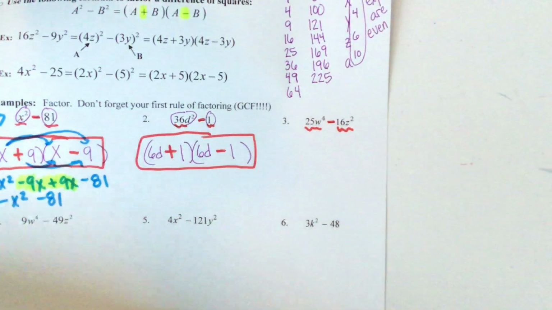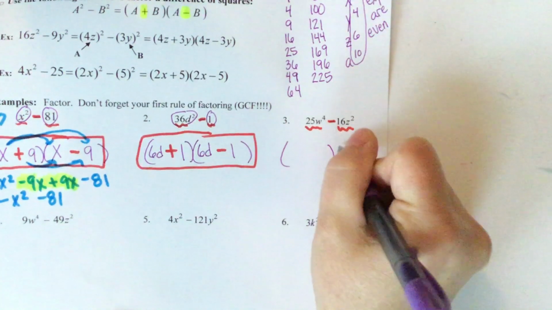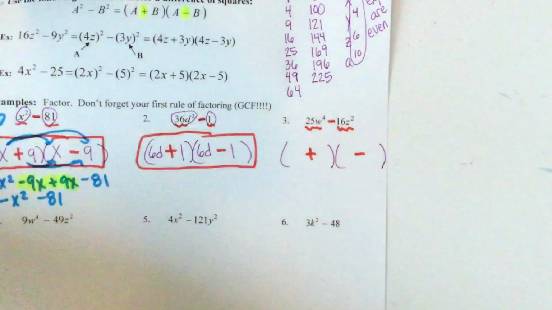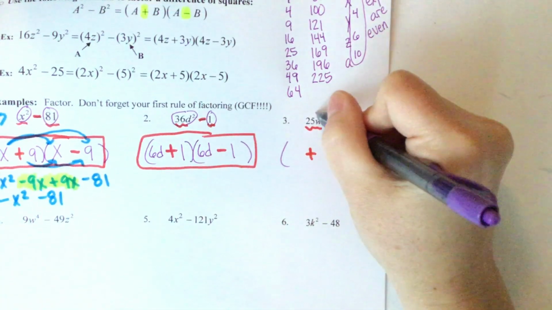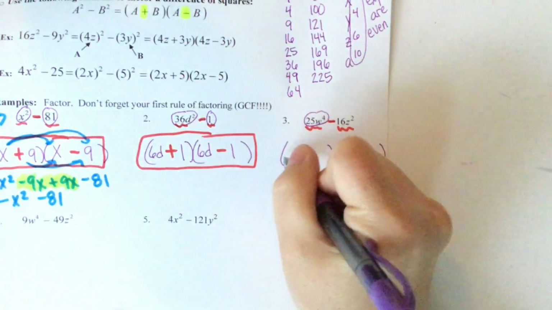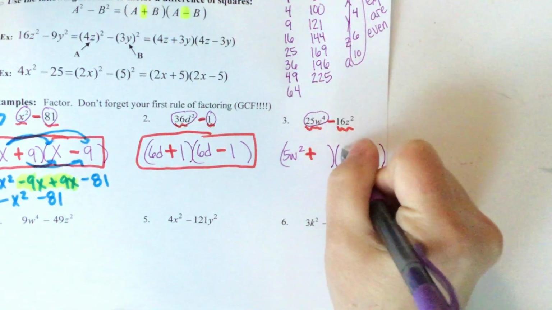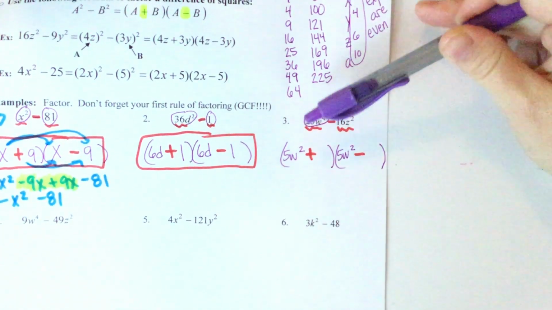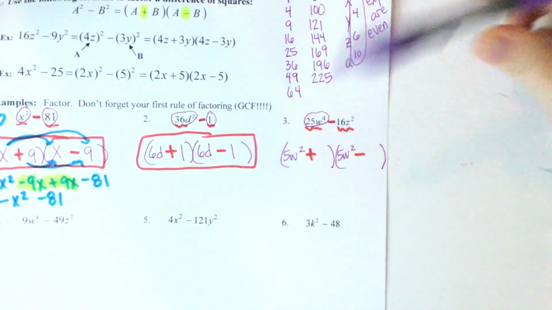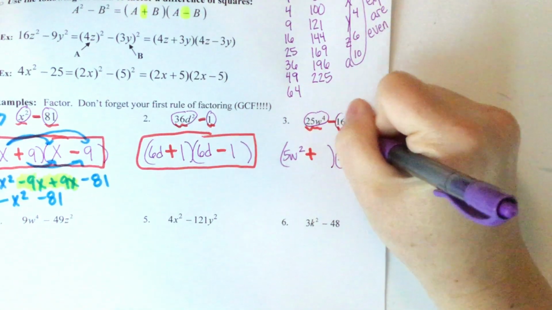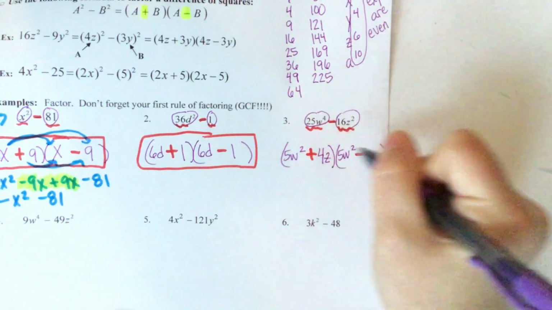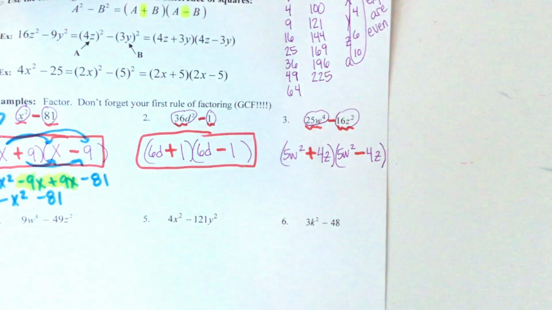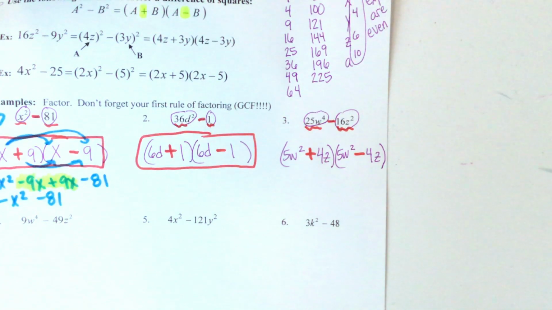Okay, so I get to lay down two sets of parentheses. One has a plus, one has a minus. Now let's take the square roots. The square root of 25w to the fourth is 5w squared, because 5 times 5 makes 25, and w squared times w squared makes w to the fourth. And the square root of 16z squared is 4z, because 4z times 4z is 16z squared. And that's my answer.